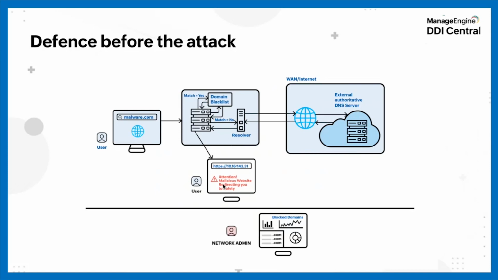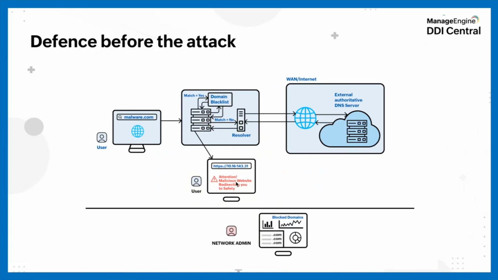This firewall maintains a blacklist comprising a recognized collection of undesirable domains. Before the resolver can provide the actual IP address, it checks the domain against this blacklist. If there is a match on the blacklist, the resolver does not proceed to fetch the real IP address from the external authoritative DNS server. Instead of connecting to the malicious site, the user is directed to a safety page.